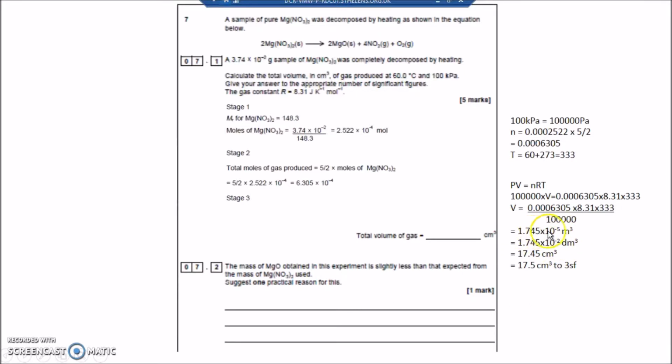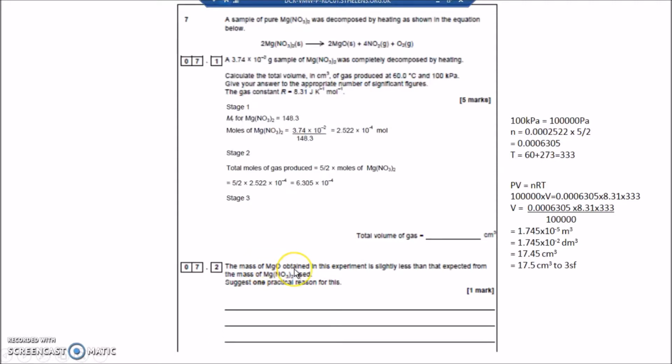So every time I go from a large unit value down into a smaller unit value, I multiply by 1,000. So 1.745 times 10 to the minus 5 multiplied by 1,000 gives me decimeter cubed, multiplied by another 1,000 gives me centimeter cubed, 17.45. However, it says to the appropriate number of significant figures. If you look at all of these, they're all to 3 significant figures. So let's round this up. I could round it up or down. I always prefer to round up. 17.5 centimeter cubed, 3 significant figures.